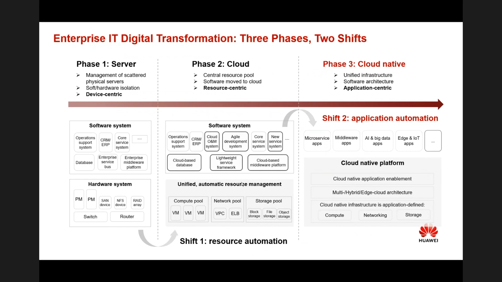Nowadays we are entering shift 2, which is application automation, going into phase 3, which is cloud native. In cloud native, we focus on being application centric, with a unified infrastructure and software architecture. We have cloud native application enablement, so we can have multi-cloud, hybrid, or edge cloud architecture.